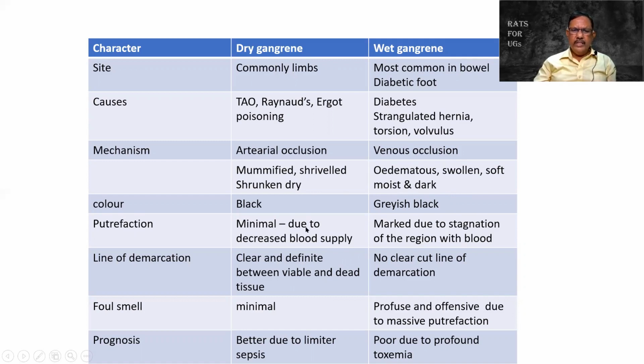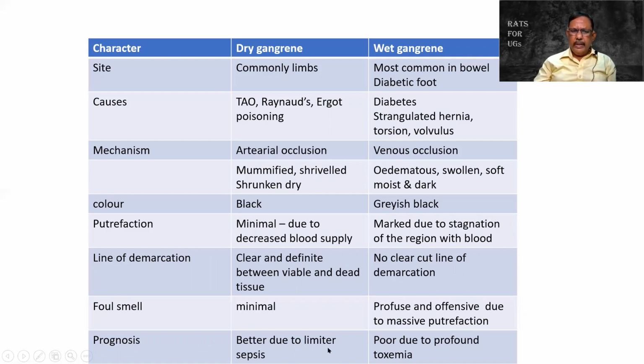The putrefaction is minimal because of the decreased blood supply. Here it is marked due to stagnation. Line of demarcation: it is clear in a case of dry gangrene, not so clear in wet gangrene. Therefore, it is a challenge to the surgeon. They will be leaving a little bit of normal tissue and then doing the surgery. Foul smell is minimal here, it is profuse there.